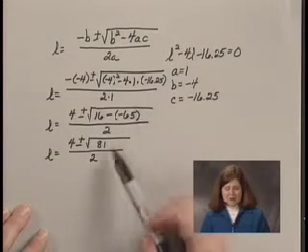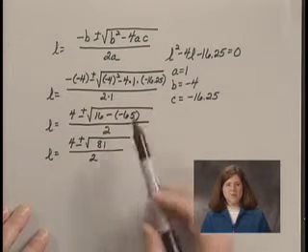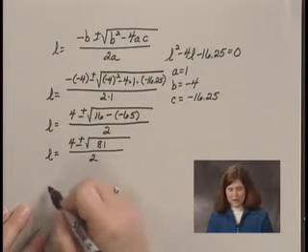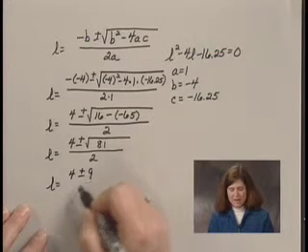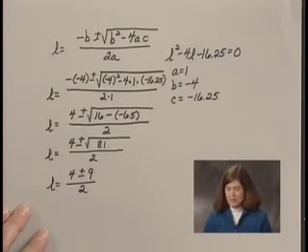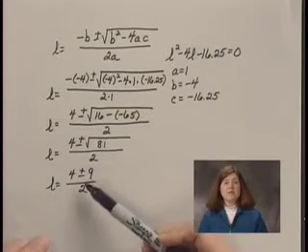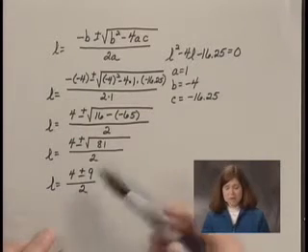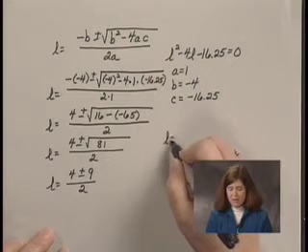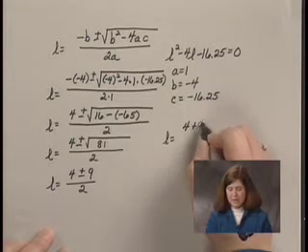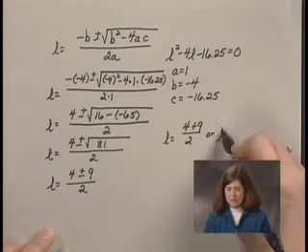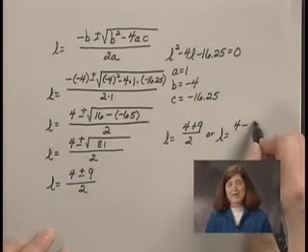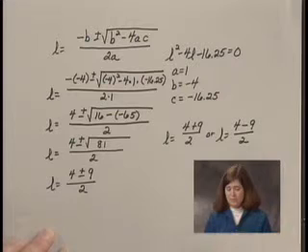Now this is a perfect square. 81 is a perfect square, so we can take the square root of 81, and we have L equals 4 plus or minus 9 over 2. Now remember, the plus or minus means that there are two solutions. I have L equals 4 plus 9 over 2, or L equals 4 minus 9 over 2.